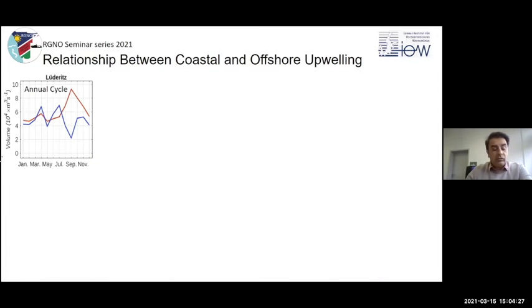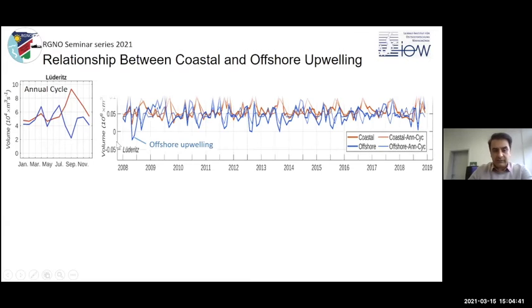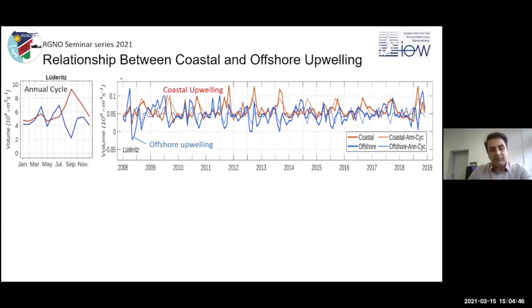Annual cycle for Lüderitz, we can see for half of the year they are rather in phase, which is not the case for 3 or 4 months of the year, like in September. And plotting the time series, the results appear the same. It indicates that the phasing between coastal and offshore upwelling at Lüderitz is seasonally dependent. For most of the year they are basically in the same phase, but for 3 or 4 months they are developing in opposite phase.